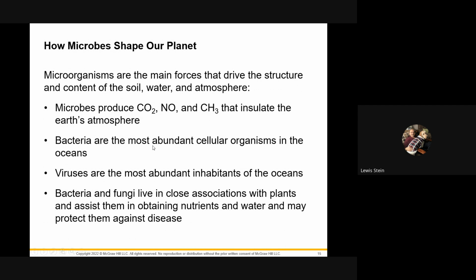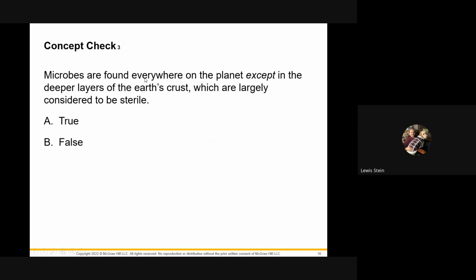We have more bacteria than any kind of organisms. We have lots of viruses, and we have them living closely associated, as you can see, in a system, obtaining nutrients and water, protecting from disease. So there's a whole interplay. Maybe we ought to stop it here without me going into another tangent about things that impact the planet on an ecological basis. So we'll stop here.